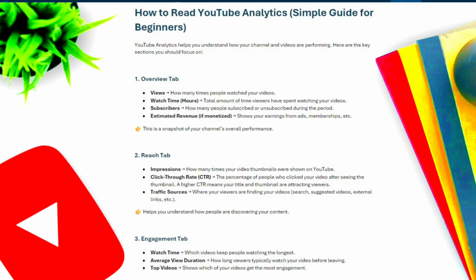2. Reach tab. Impressions: how many times your video thumbnails were shown on YouTube. Click-through rate, CTR: the percentage of people who clicked your video after seeing the thumbnail. A higher CTR means your title and thumbnail are attracting viewers. Traffic sources: where your viewers are finding your videos, search, suggested videos, external links, etc. Helps you understand how people are discovering your content.